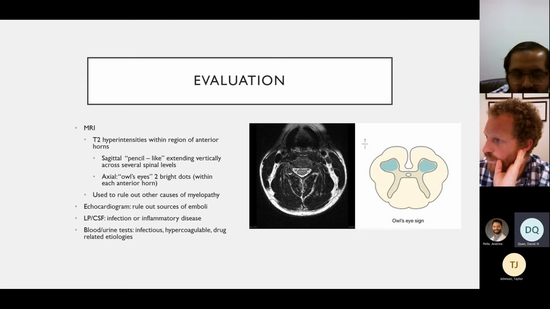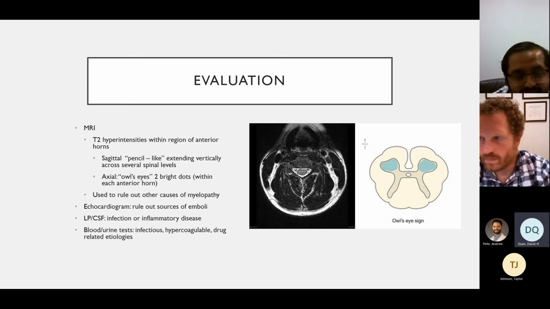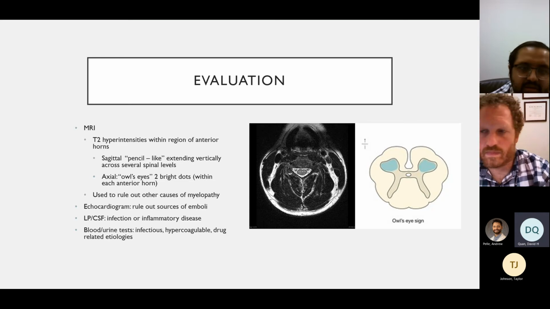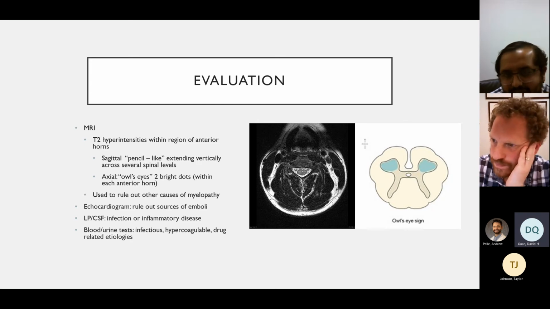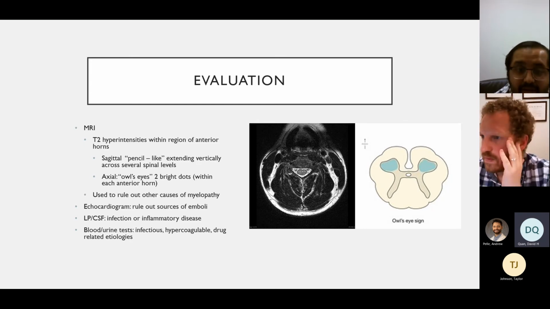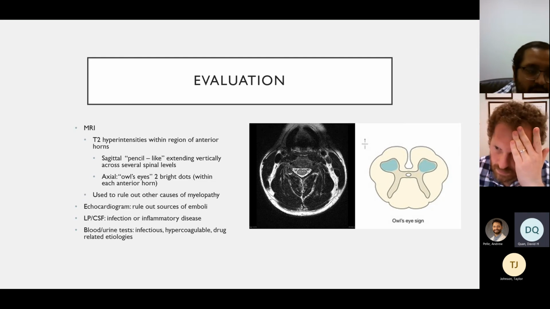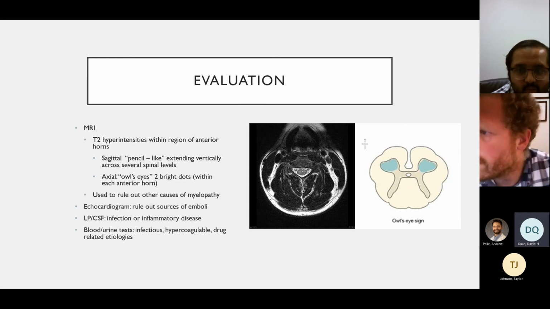Given that a patient will come in with these symptoms, we don't really know the source. So it's very important to always get blood work to look for a possible infection. We're looking at the white blood cell count, followed by an infectious workup, including blood cultures. And then you also want to get an echocardiogram to rule out sources of emboli that possibly can be coming from the heart. LP with CSF analysis can be done if we're concerned about meningitis or infection of the central nervous system by any route. And then, of course, given other symptoms that the patient may have, that may direct your workup towards a hypercoagulable workup and looking at drug-related etiologies as well.